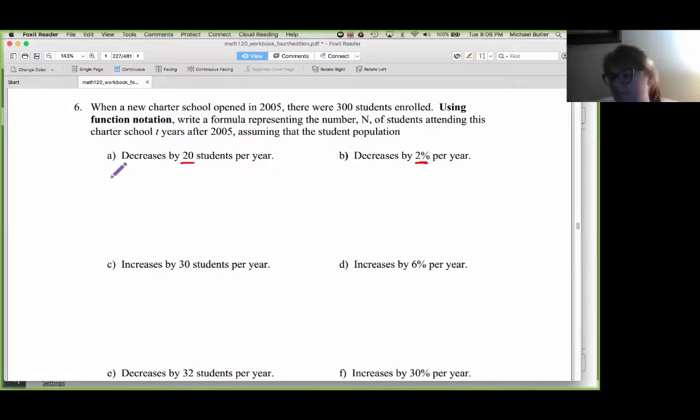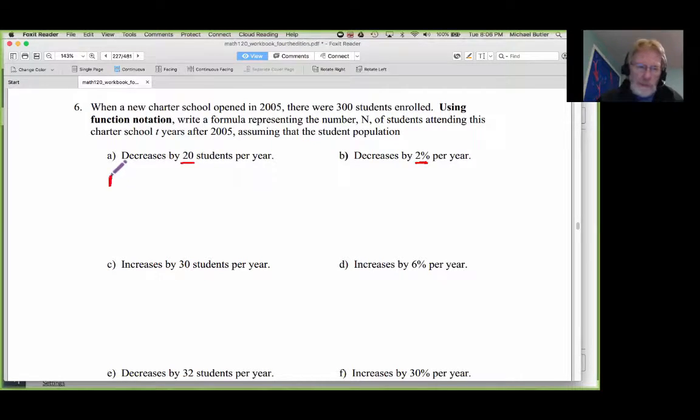So if we said N, they want us to do this in terms of N, right? So N of t would be, let's see, what did we start off with? We had 300 students in the beginning in 2005, right? Okay. And then what happens is every year we take off 20 students.